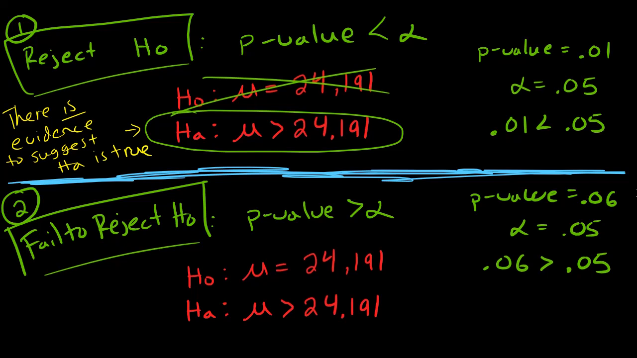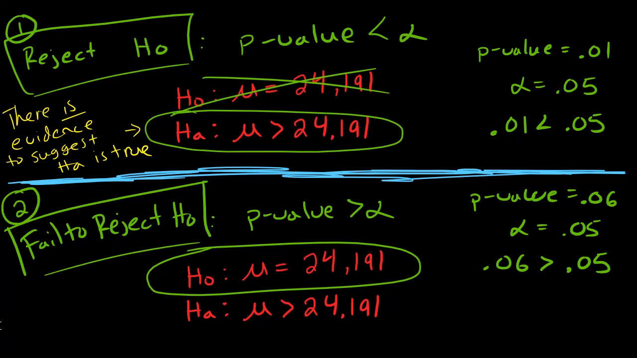When you have failed to reject the null hypothesis, you are basically saying the null is possible. It's possible that the null is true. We're not saying that the null is true, we're not saying that mu is 24,191, but it's possible that it is. So that's why we say we fail to reject the null hypothesis. We never accept a null hypothesis, but we fail to reject it. It's possible that the null hypothesis is true, that mu equals 24,191.